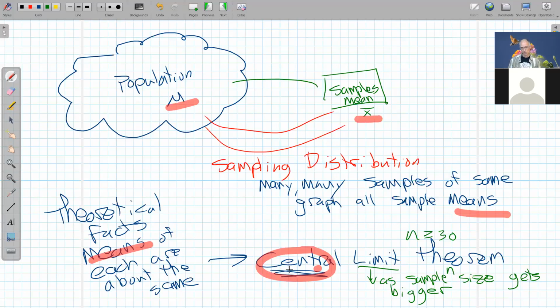So the next couple of weeks, we're going to explore this idea called the central limit theorem. The central limit theorem is part of the theory about why things are turning out for us the way they are. What do I mean by that?